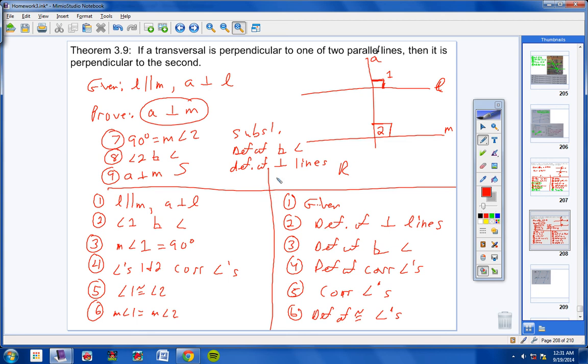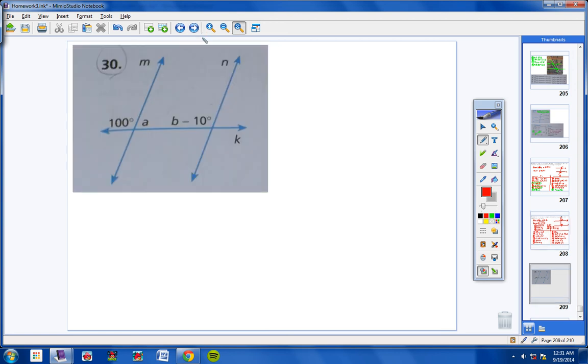It's a long proof because of all the nitpickiness you have to put in here, but it's not that hard to reason through. Okay, all right, moving on to the next problem, number 30.